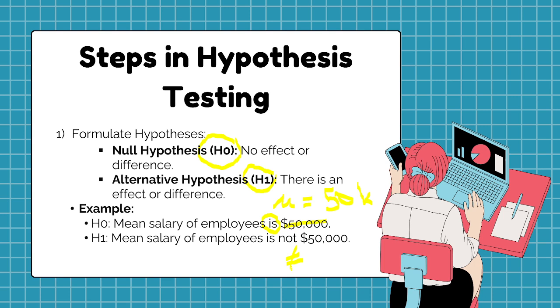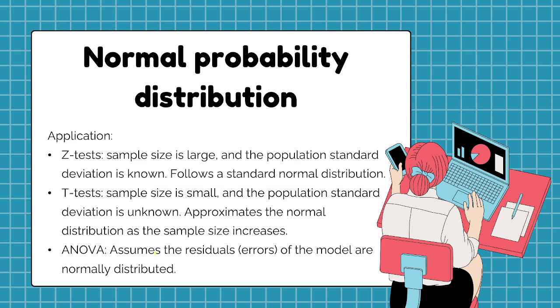We can have others, such as greater than, or it can be less than. That also represents the effect or the difference, right? So we cannot say that the null hypothesis is not equal to, because there is an effect. So something that is an effect or difference should not be the null hypothesis. It should be the alternative hypothesis.